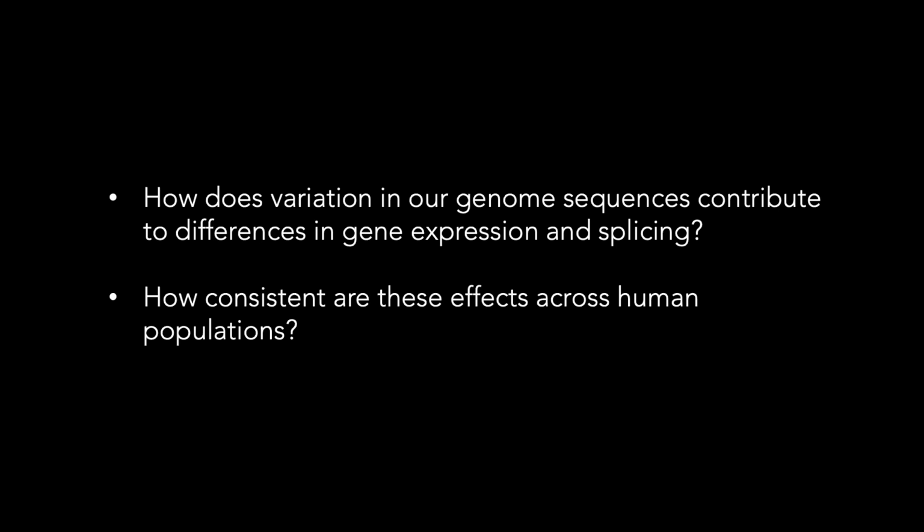And so some of the questions that we want to use these data to address have been addressed in other studies before, but we think we have a unique perspective on this given the diversity of the data. And they include these very basic questions like, how does variation in our genome sequences contribute to differences that we can observe in gene expression and splicing? And then a second question that I'll return to is, how consistent are those effects across different human populations? Is there any evidence that the genetic background modulates the genetic effects on expression or splicing?